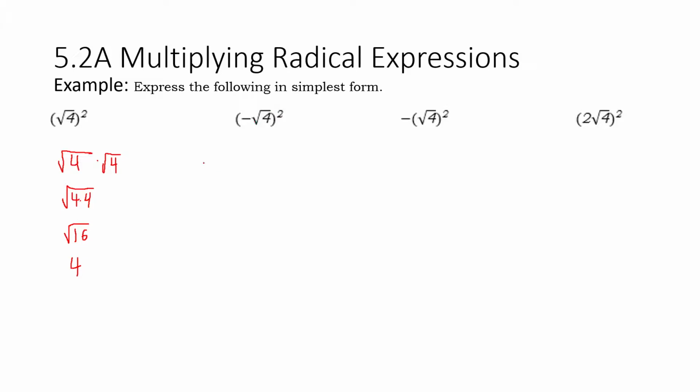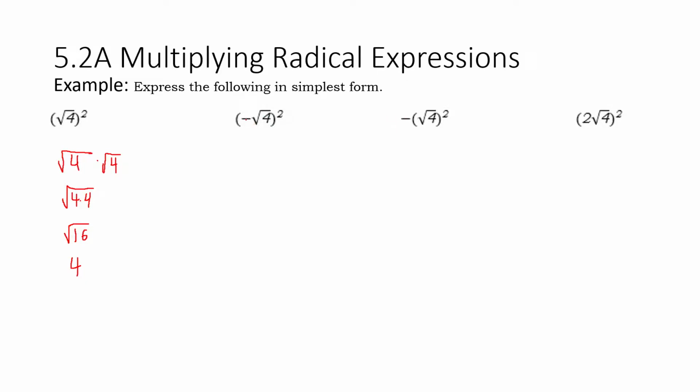So next we have negative with the negative outside times root 4. Treat that negative on the outside as a negative 1. If it's inside the brackets, it's different.